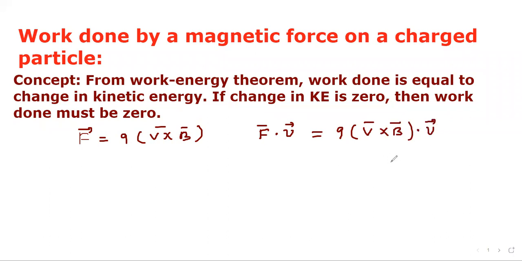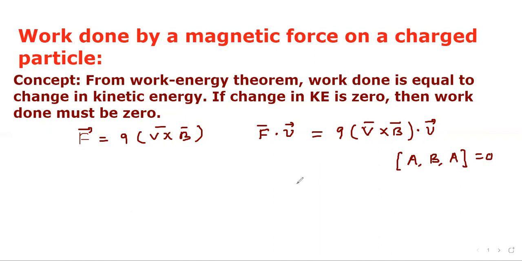From the vector triple product, we know that [A, B, A] is equal to 0. It means, here, since two vectors are the same, the result will be 0. So F dot V equal to 0. We will study this concept later on in mathematics.